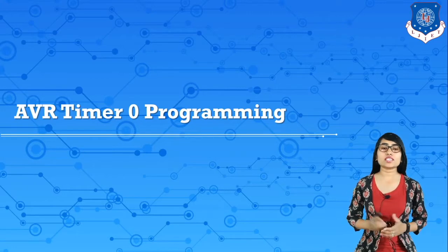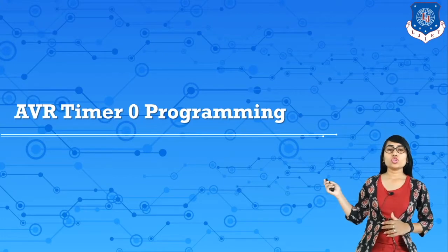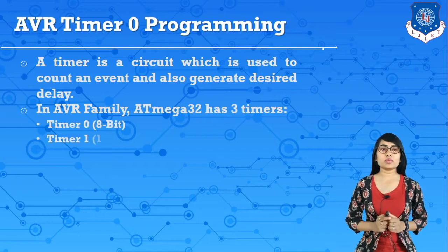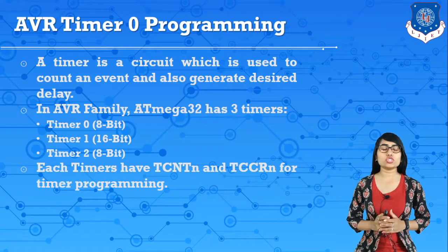Today we will discuss AVR Timer 0 programming. So let's start with what is Timer 0. In AVR we have a timer circuit. A timer is a circuit which is used to count an event and also generate desired delay.